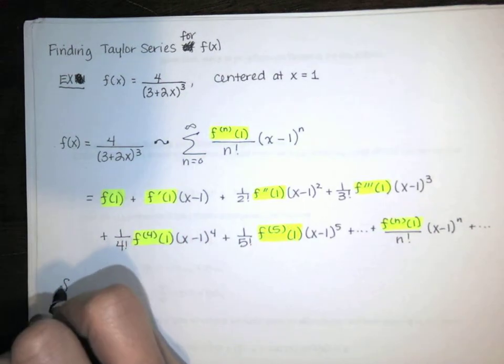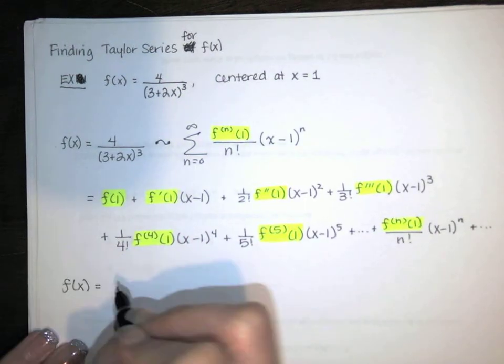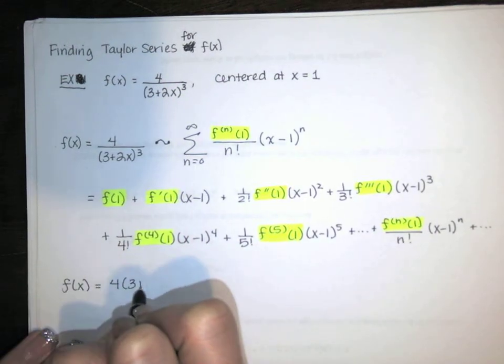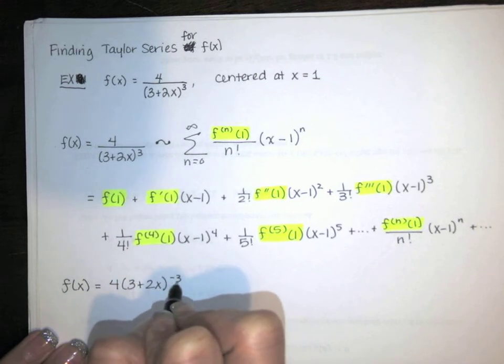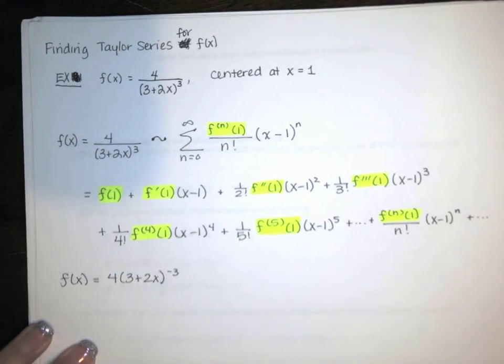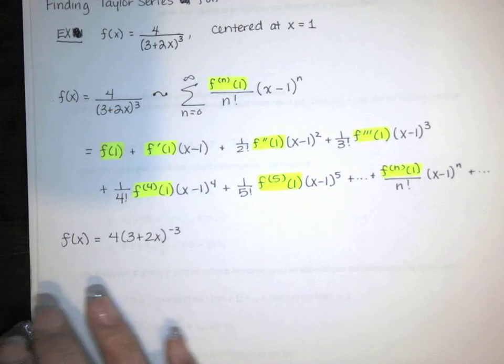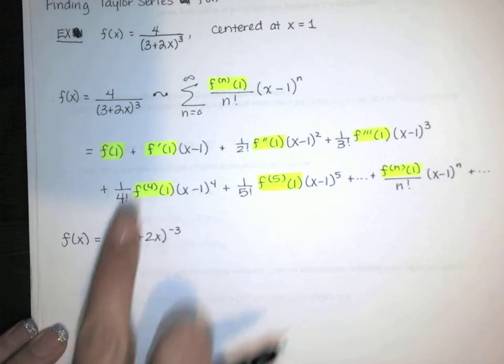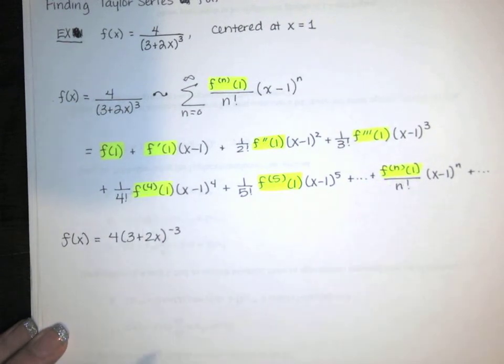So let's write f of x differently. We've got f of x equals 4 times (3 plus 2x) to the negative 3. I'm writing it that way so that it's a little bit easier to see the pattern. And now I want to find a pattern for the nth derivative.